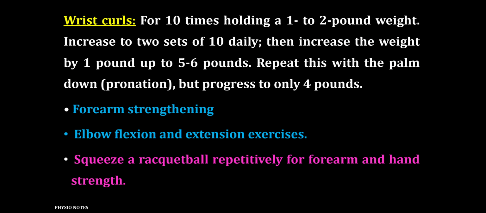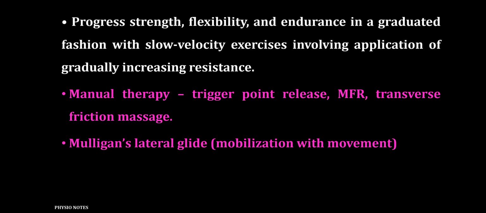Then wrist curls. Wrist curls should be done 10 times with 1 to 2 pound weight, and we have to increase to 2 sets of 10 daily, and then increase the weight by 1 pound, up to 5 to 6 pounds. Then forearm strengthening, then elbow flexion and extension exercise, and we have to do it using a racket ball. It mainly helps to improve the grip strength. Then we have to progress this strength, flexibility, endurance in a gradual way, not in a sudden way.